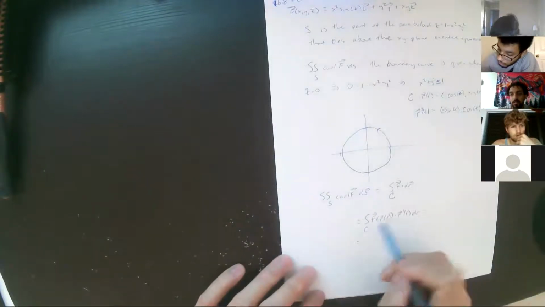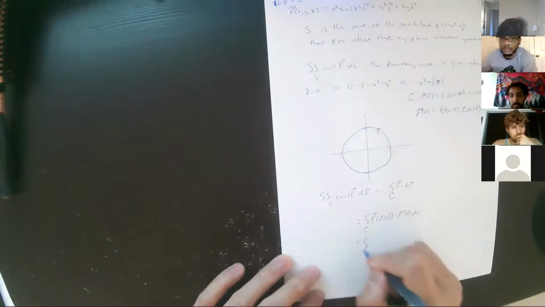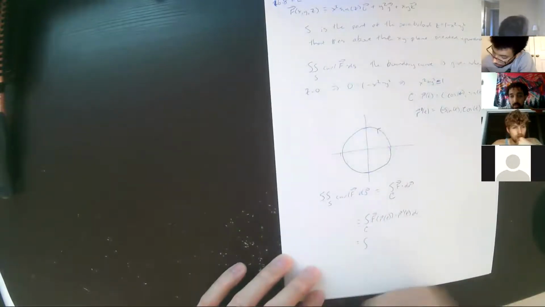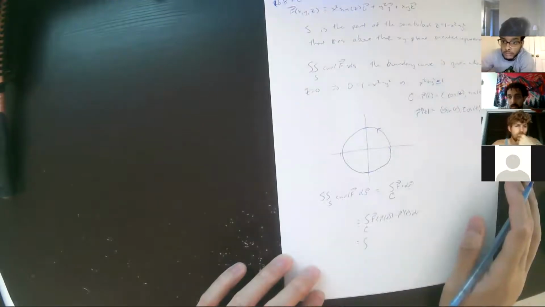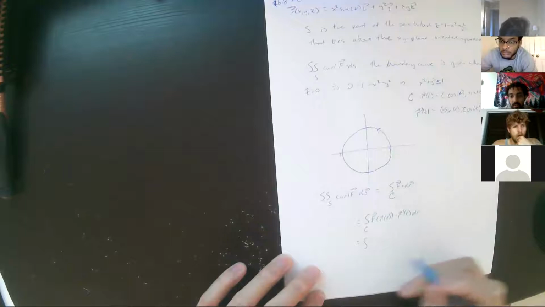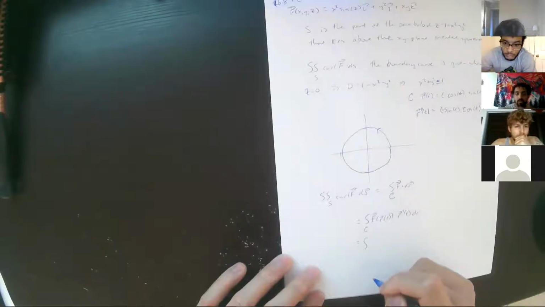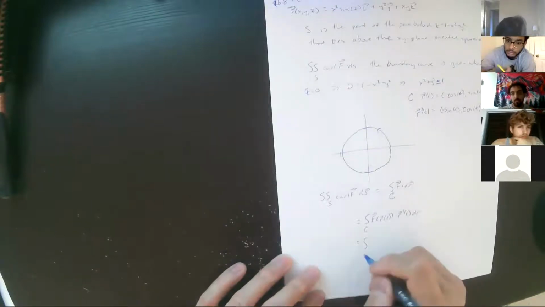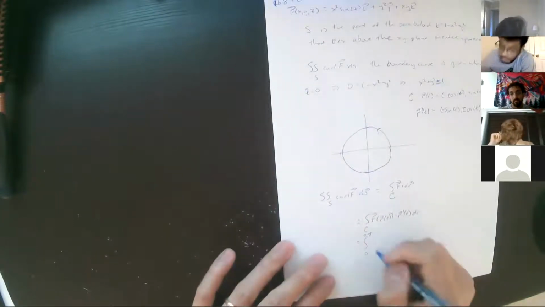So now I'm evaluating F at these points. So tell me what I should be writing here. The integral from where to where? So from minus pi to pi, or 0 to 2 pi. In this case, either one works. So 0 to 2 pi, I guess. They both work. So pick whichever one you want.